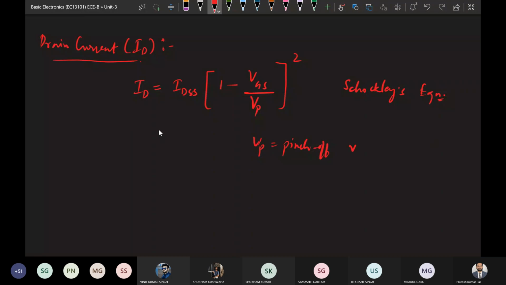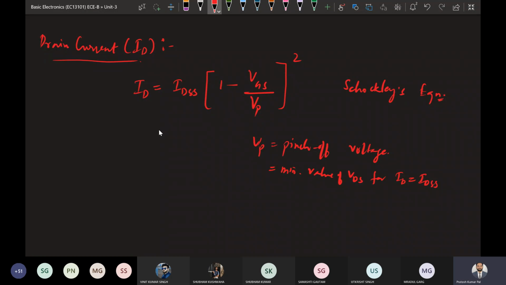pinch off voltage. The pinch off voltage is the point after which the current becomes constant in a JFET, or it is the minimum value of VDS for ID to become equal to IDSS. So what is the minimum value of VDS at which ID becomes IDSS? That will be your pinch off voltage. Here ID is related to the square of 1 minus VGS divided by VP.